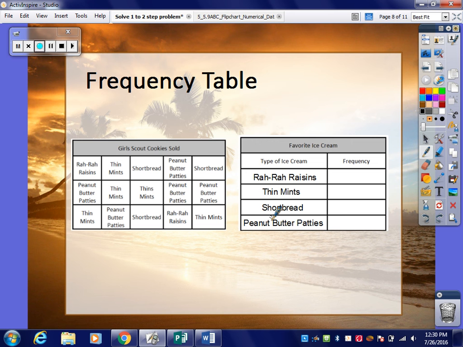So we're going to use tally marks to represent our frequency. So we have rah-rah raisin, and pasta, and we use to your tally. Sandwich, toss it out, put your tally mark. Shortbread. Tea. And so on. So continue on your own also.